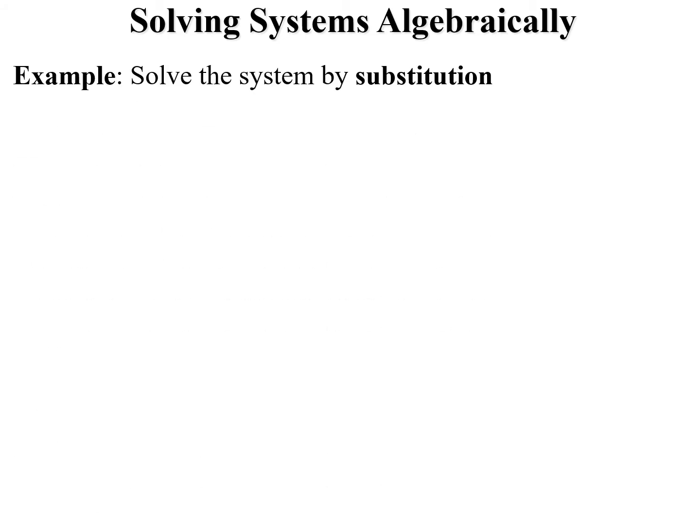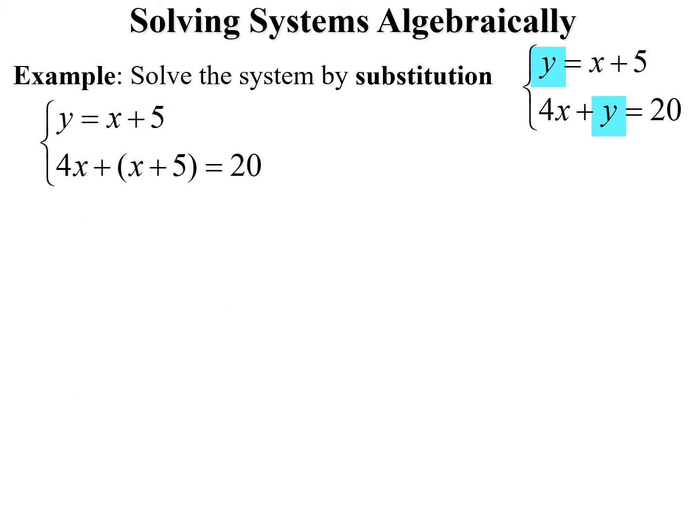What happens if our points are not as easy or our lines are not as easy to graph as that previous example? So our first example of solving systems algebraically is to solve the system by substitution. If we have a system y equals x plus 5 and 4x plus y equals 20, what I'm going to do is take the value for y in the first equation and plug it into y in the second equation. So my first equation is y equals x plus 5.